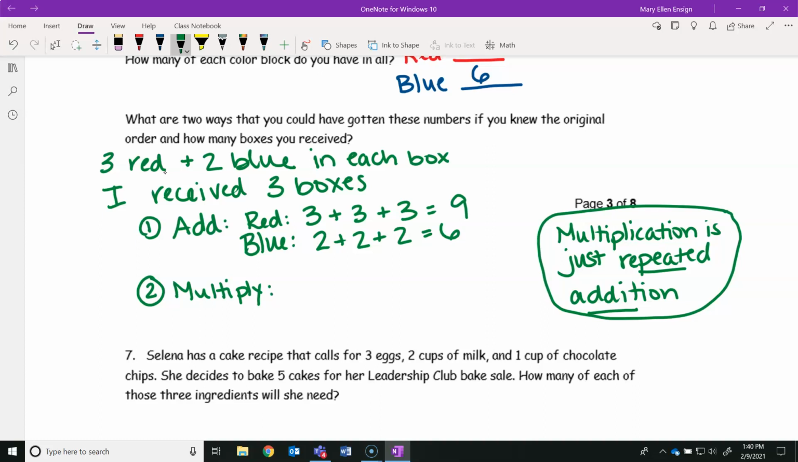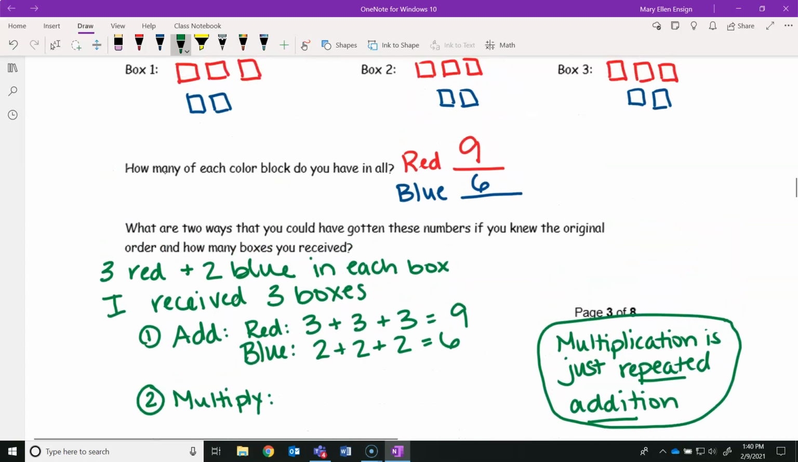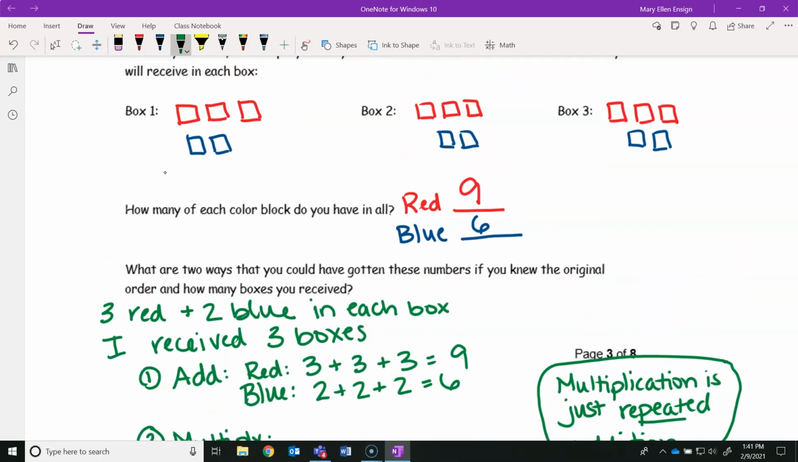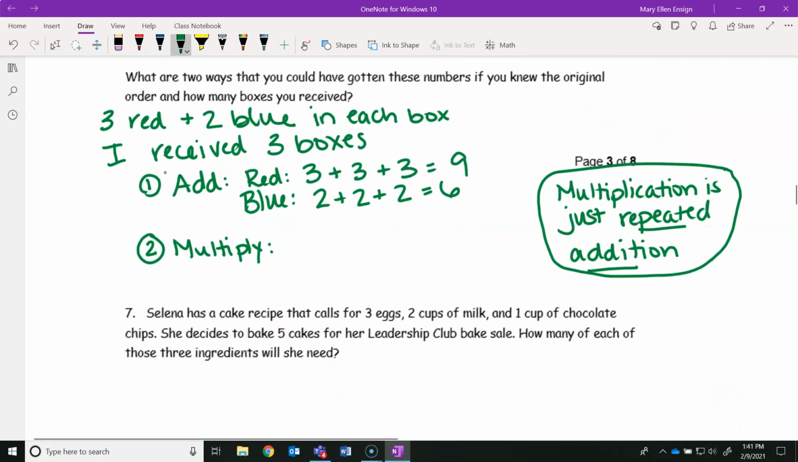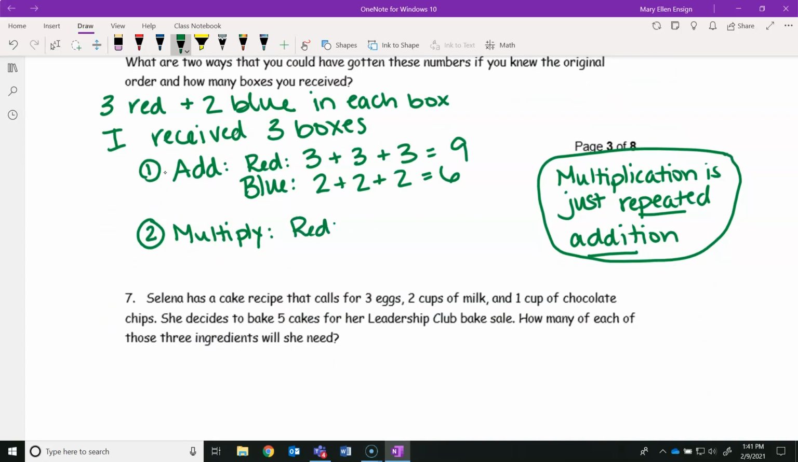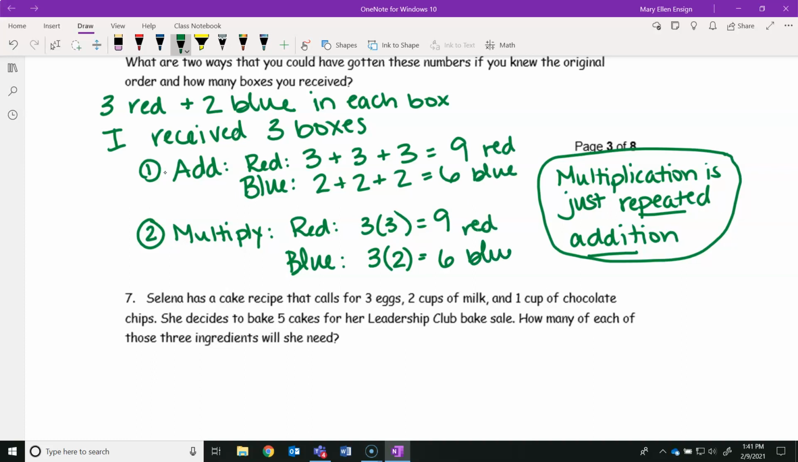Now, if I were adding different things, if one box had 3 reds and another box had 2 reds, another box had 6 reds, I couldn't multiply. But since I'm doing the same thing over and over, if I look at these boxes, I have 3 red blocks, and I have that 3 times. So I want 3 times 3, and that gives me 9 still. Blue blocks: I have 3 boxes, and each box has 2 blues. So 3 times 2 equals 6. So I could have added here, or I could have multiplied.